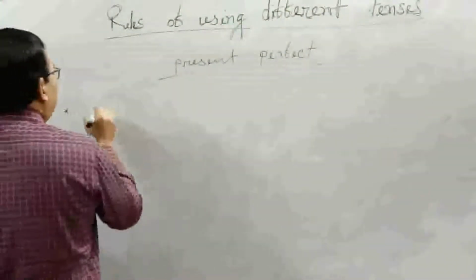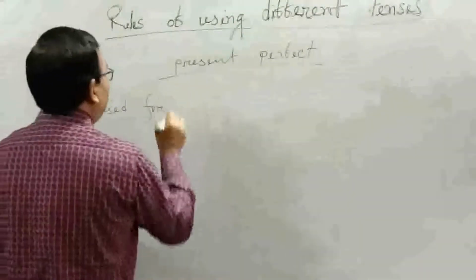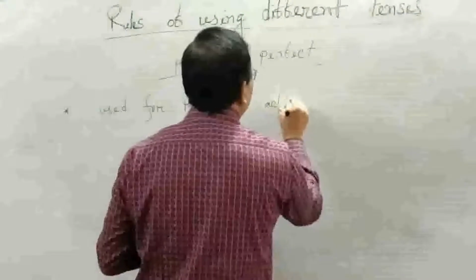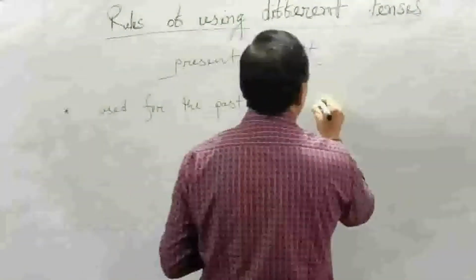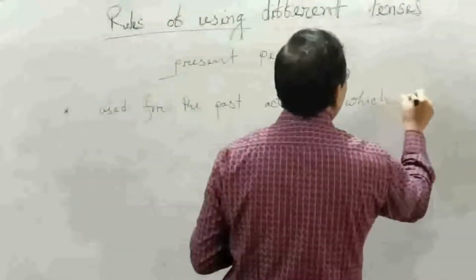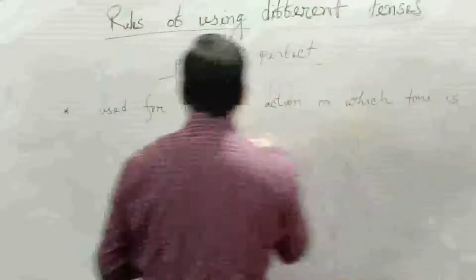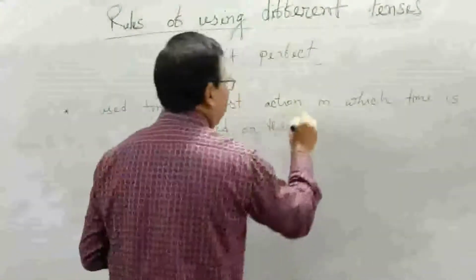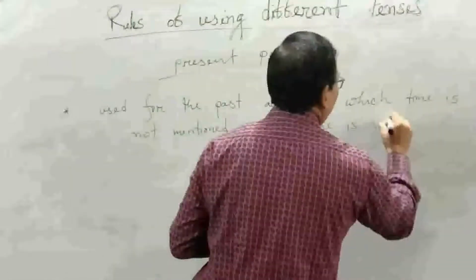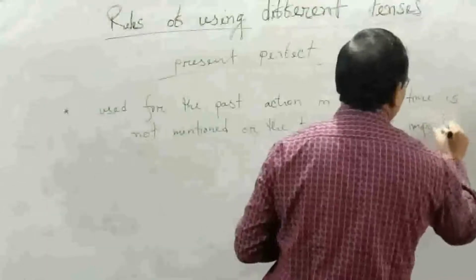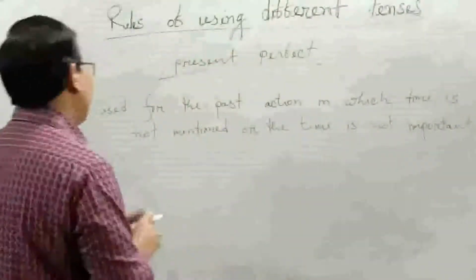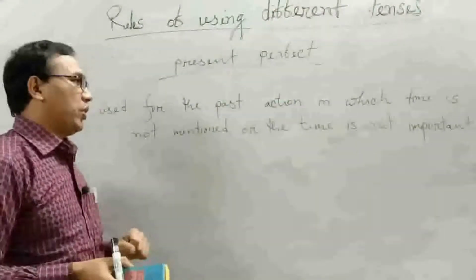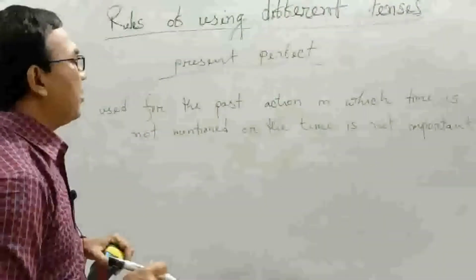Again, present perfect is used for an action in which time is not mentioned, or the time is not important. Past action, but the time is not mentioned with the past action, or maybe the time is not important. In that case, present perfect is used.